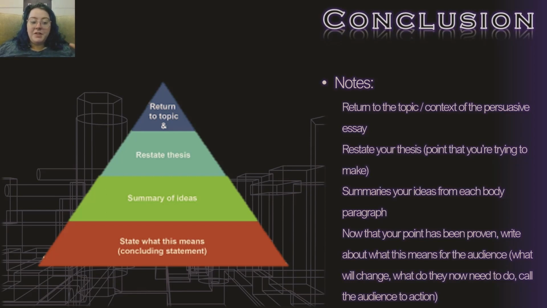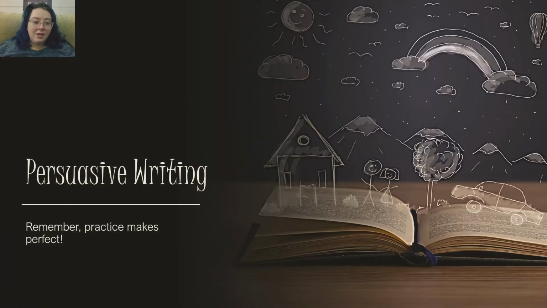Next one is summarize your ideas from each body paragraph. So yeah, that's pretty straightforward. Go through each paragraph that you've written and just kind of give a little summary about what your beliefs were. And the final one was state what this means. This is your concluding statement. It says, now that your point has been proven, write about what this means for the audience. What will change? What will they need to do now? Call the audience to action. So, for example, something like, now that you understand my point of view, what's the change going to be? What are you going to do about it? Yeah, that's pretty much it for your conclusion.